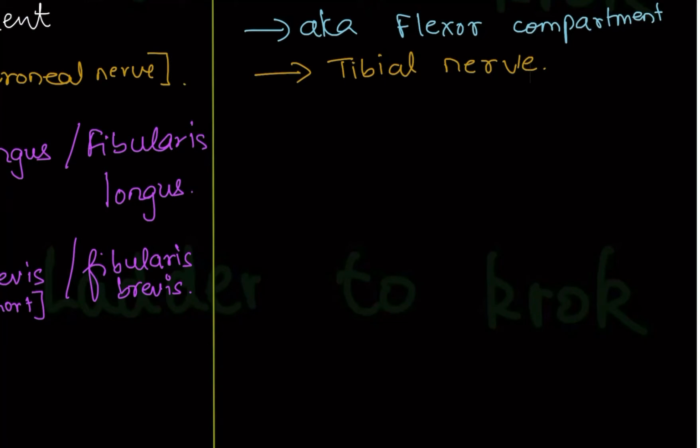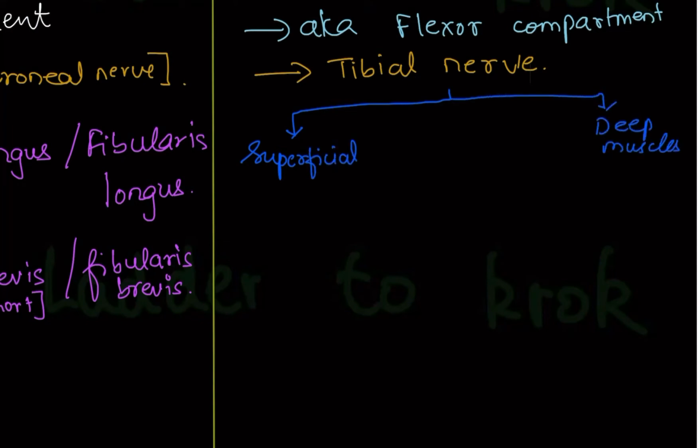Now the posterior compartment. This posterior compartment has superficial muscles and deep muscles. The muscles which are present superficially are also known as triceps surae. What is known as triceps surae?